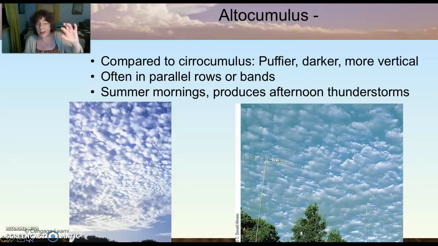You can also have the alto cumulus clouds, which again are the puffier clouds. And if you compare them to cirrocumulus clouds, these alto cumulus clouds are a little bit darker, a little bit puffier, a little bit more vertical development to them. You'll often see them on summer mornings, and they are predicting that by the afternoon you might have some thunderstorm clouds, some true cumulus clouds. We'll get to that in a second.